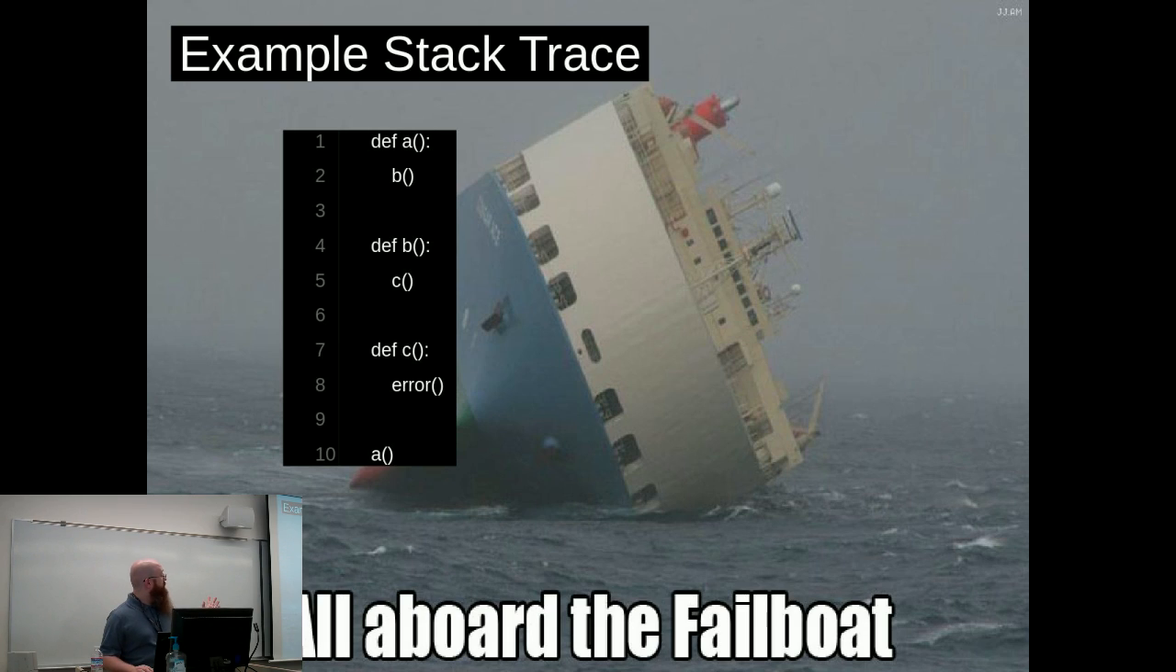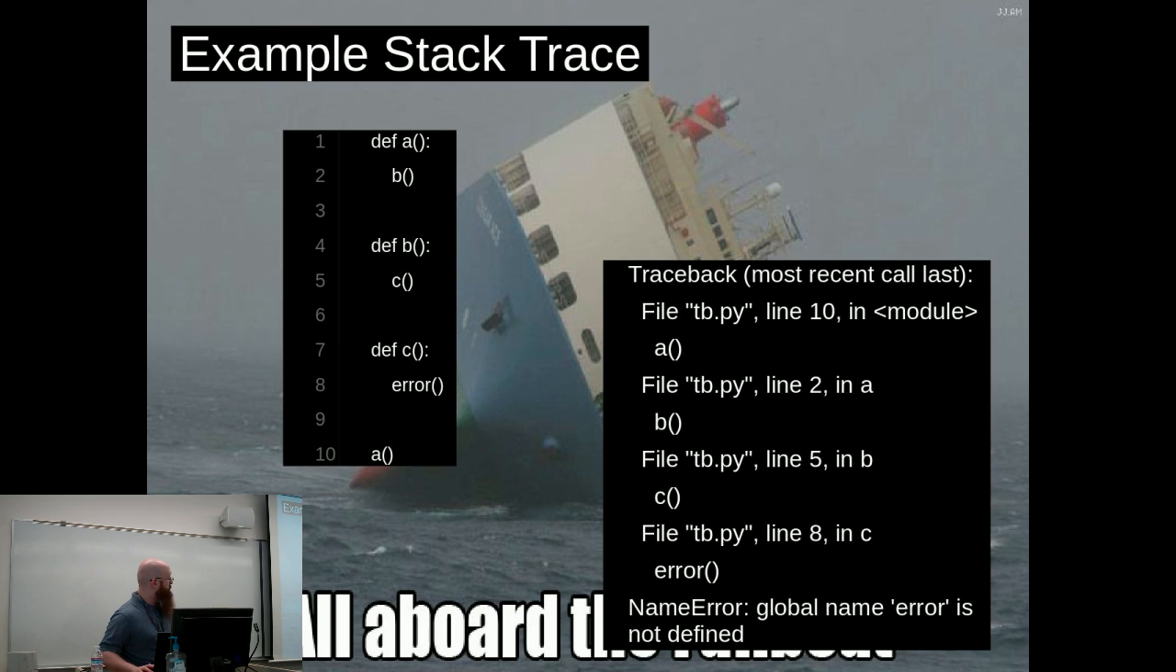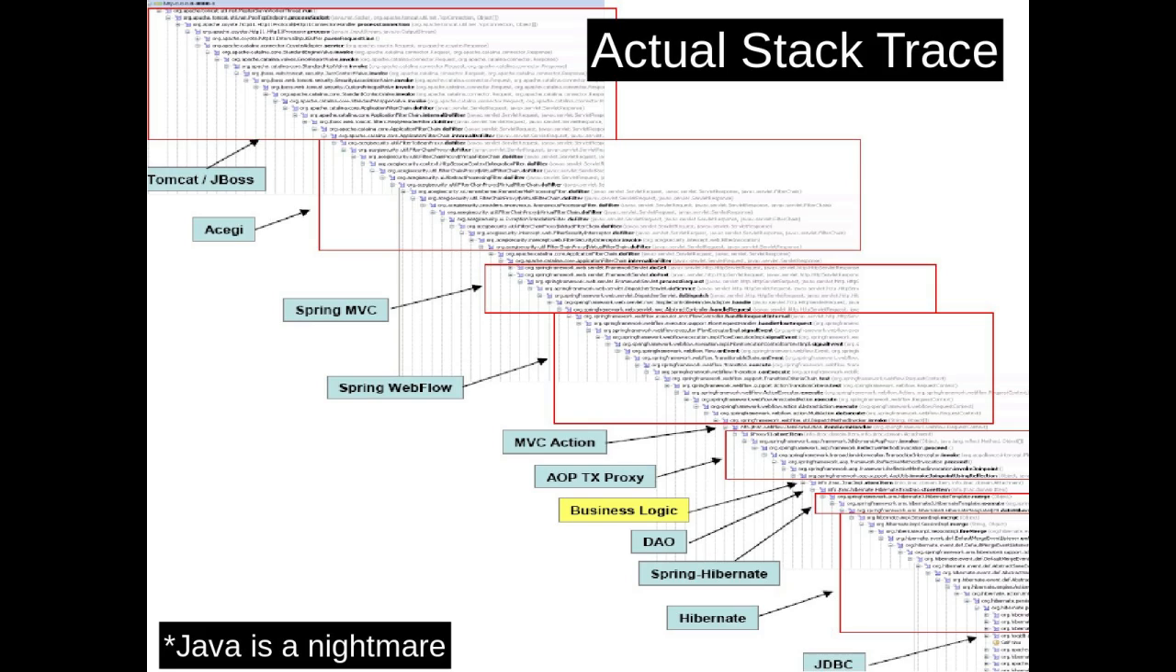This is an example Python program where we define a function called A, which calls B. We define a function called B, which calls C. We define a function called C, which calls error, which doesn't exist. And then we begin the program by calling A. If we run this, we get a traceback. With the traceback, you can see the order of operations: A tried to call B, B tried to call C, C tried to call error. Error didn't exist, so we got a name error. This is a basic stack trace.